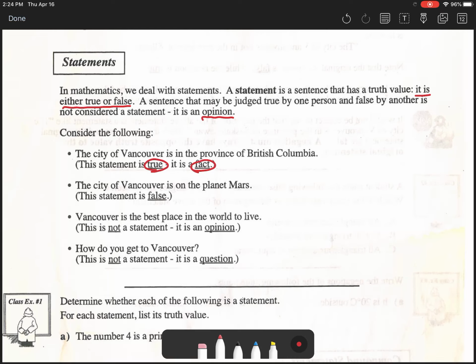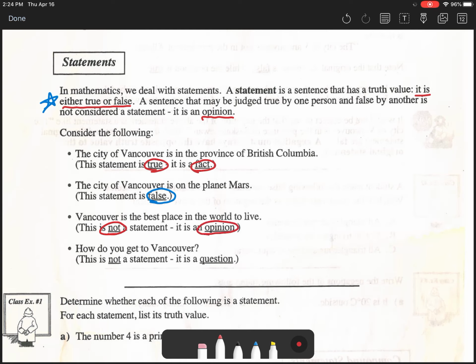So consider the following. The city of Vancouver is in the province of British Columbia. This statement is true. It is a fact, and there's no disputing that. The city of Vancouver is on the planet Mars. Again, this is a statement, but this time it is false. It does not take into consideration anyone's opinion. Someone is making a statement, but this time it is false, and that goes with what we said above, statements can be either true or false.